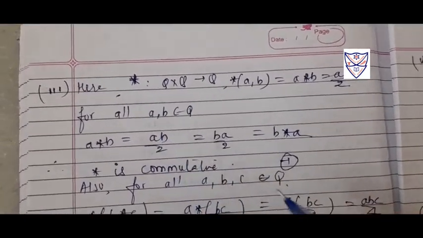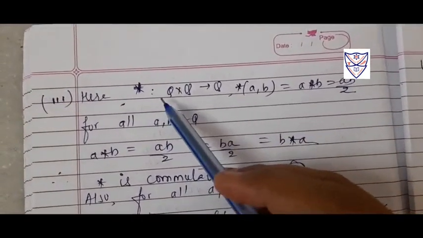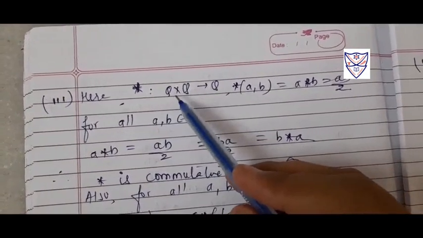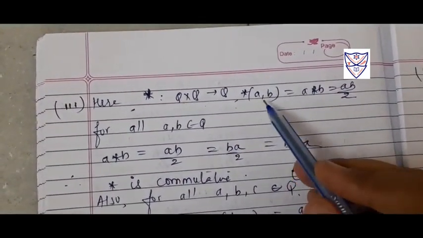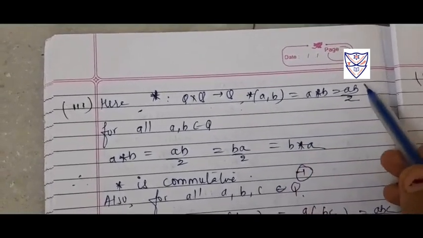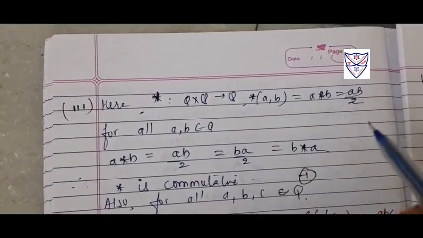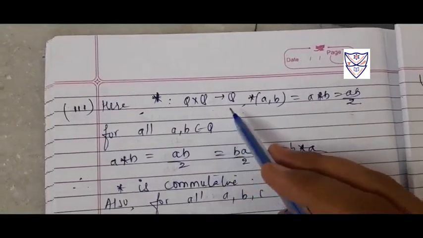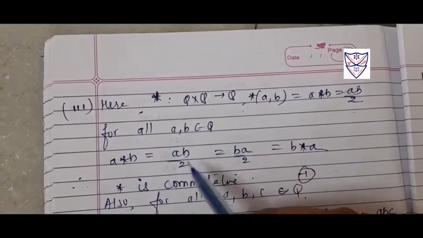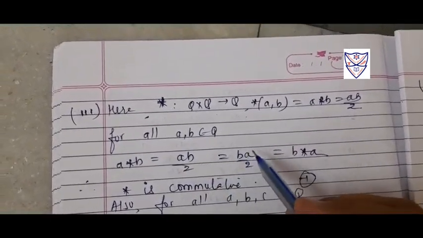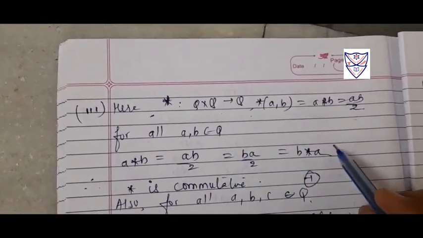Number 3: a binary operation is defined from Q cross Q to Q, given by the ordered pair (a, b) maps to ab/2. So we'll take any two numbers a, b which belong to set Q, and we have to check whether it is commutative. ab/2 is ba/2, so it is following the commutative law.